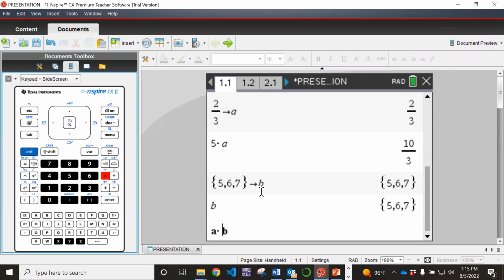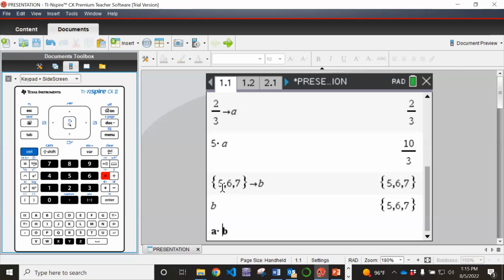So let me say that again. If you are trying to use a string of letters to multiply, the Nspire is going to interpret that as a single variable entity.